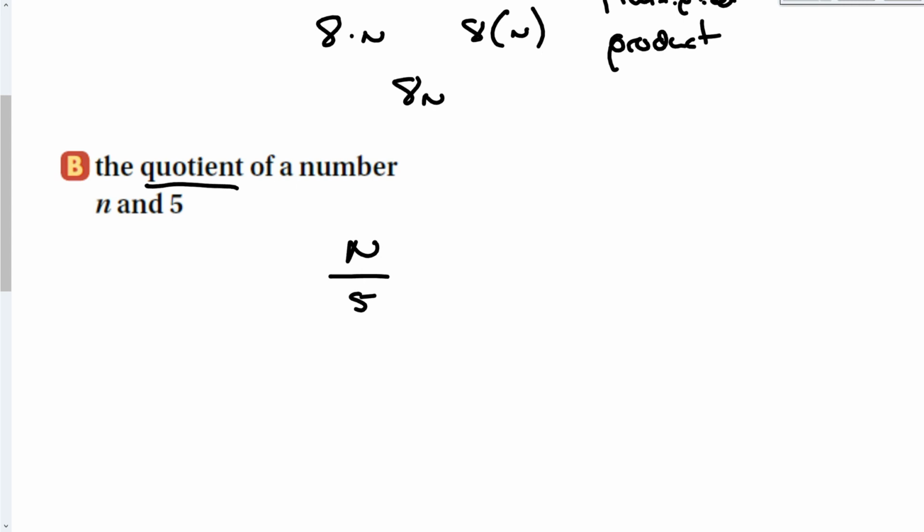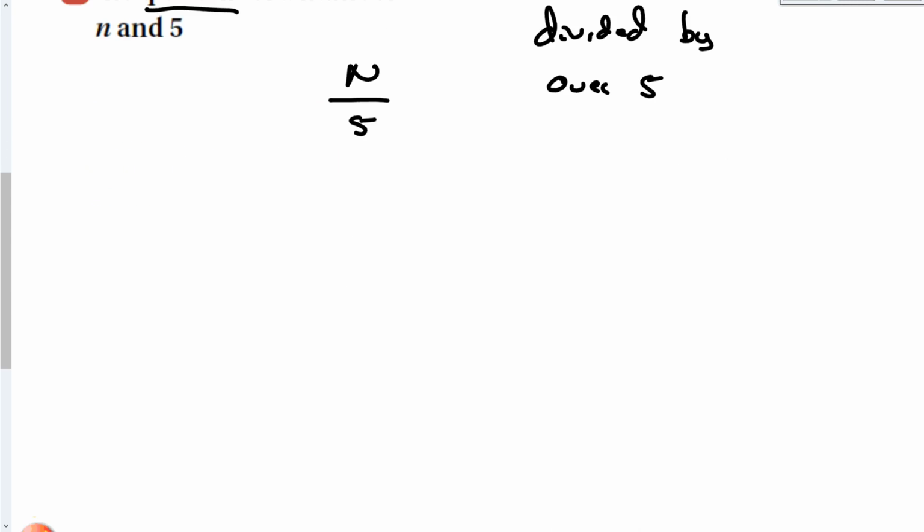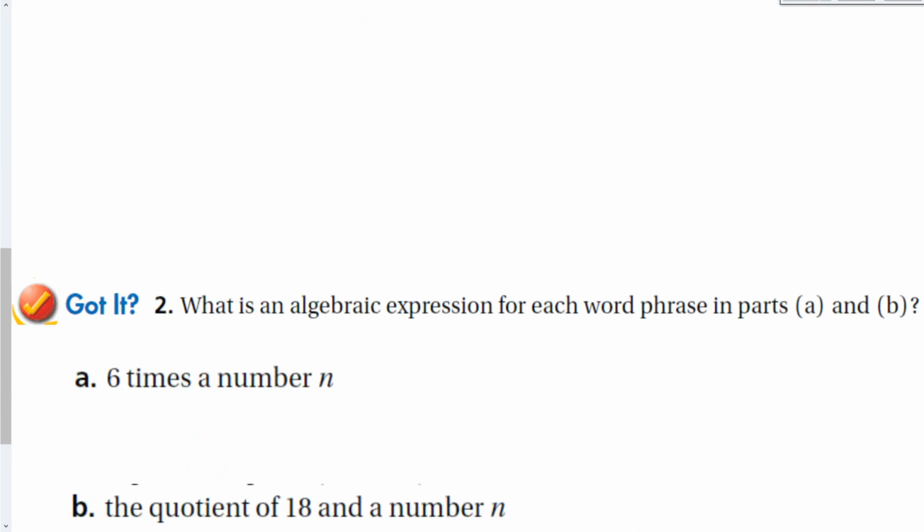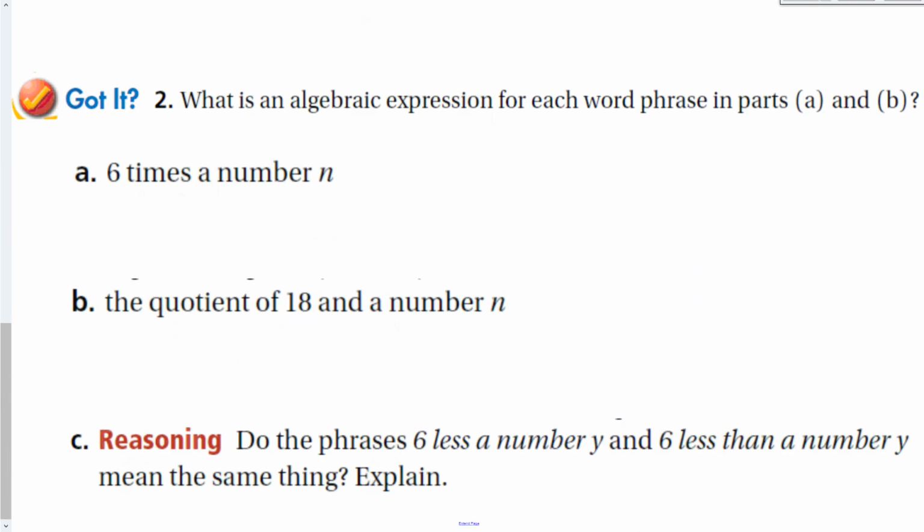With the n on the top and the 5 on the bottom, which means n divided by 5, or over 5. We can say it like that, however you want to say it. The one that everybody kind of forgets, though, is quotient, which is in the problem. Let's look at our got it problem. A couple different ones down here. So what is the algebraic expression for each word phrase in parts A and B?